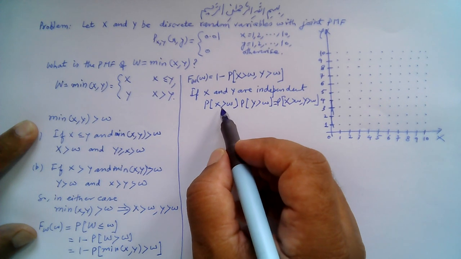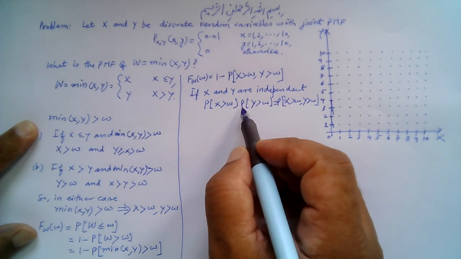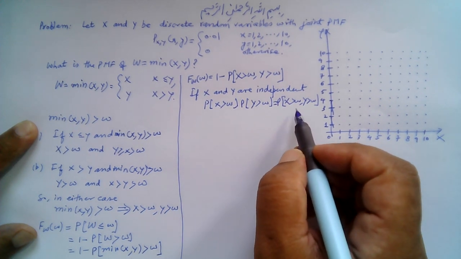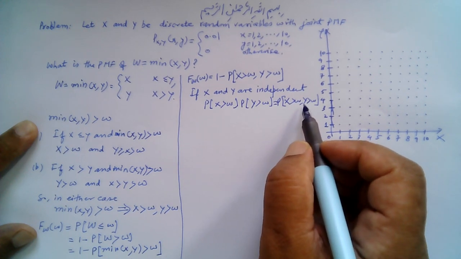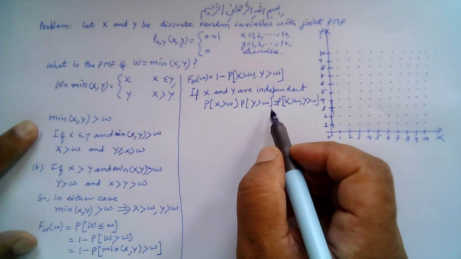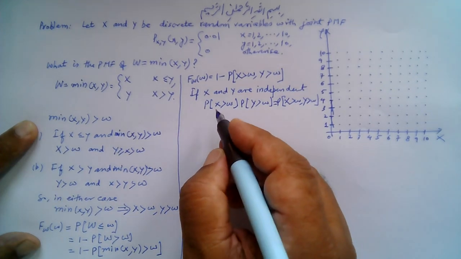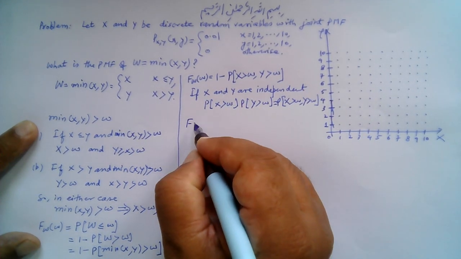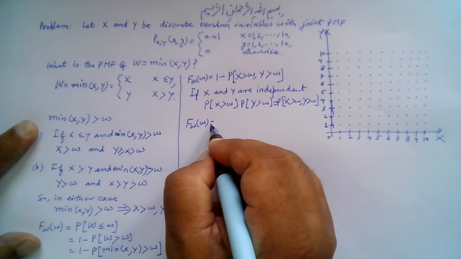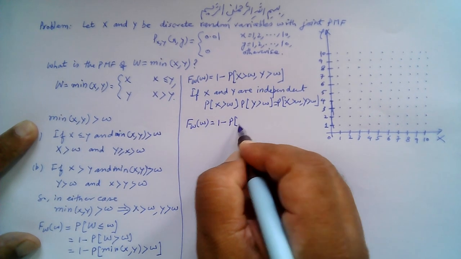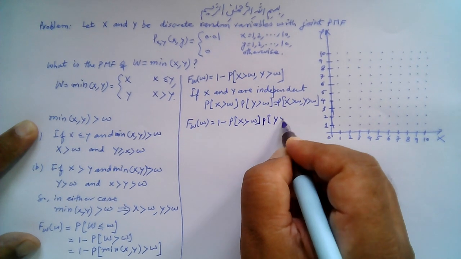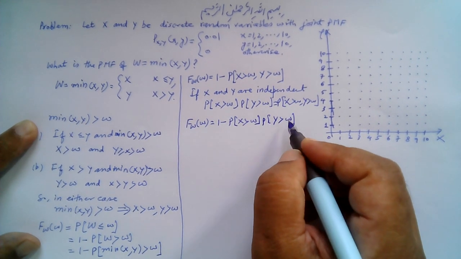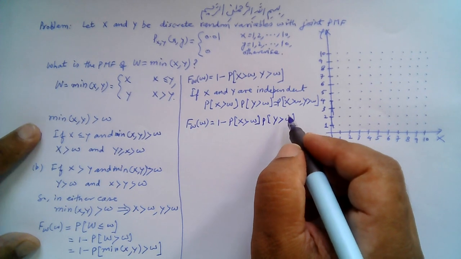So the probability that X is greater than W multiplied by the probability that Y is greater than W is equal to the joint probability that X is greater than W and Y is greater than W, if the random variables X and Y are independent.